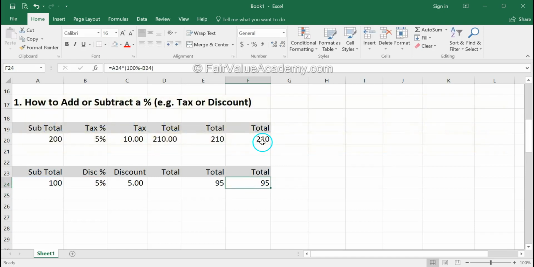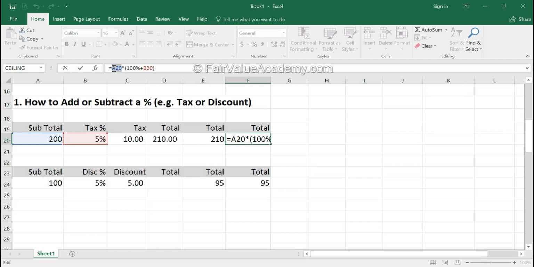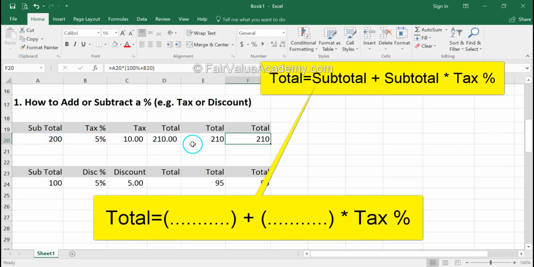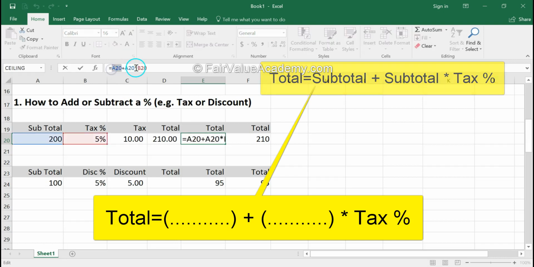This particular method is very useful when the subtotal itself is a formula. So for example, instead of A20, there is going to be a formula itself. And when that happens, it becomes very tedious to write this type of formula where you have to write the whole formula twice.